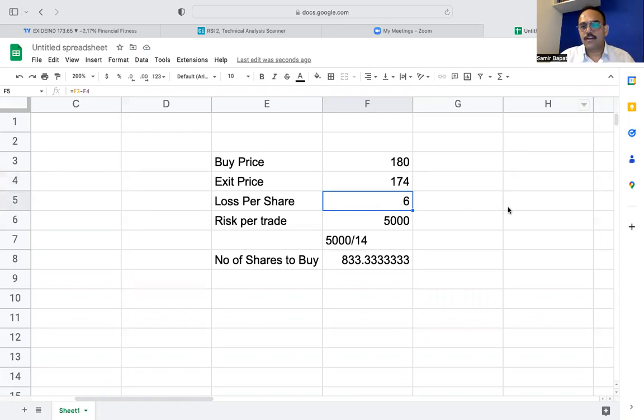Now my loss per share is 6 rupees. I have decided the risk per trade is 5,000 rupees. So 5,000 divided by the loss per share. Now I will take 833 shares for keeping my risk at 5,000. See, dynamically, it gives how many shares you have to buy. People usually say I'll buy for 10,000, 20,000, 30,000 rupees worth of shares. No, don't do that. That way, your experience will not be consistent. If you want consistent returns and consistent experience, you should be doing it this way.